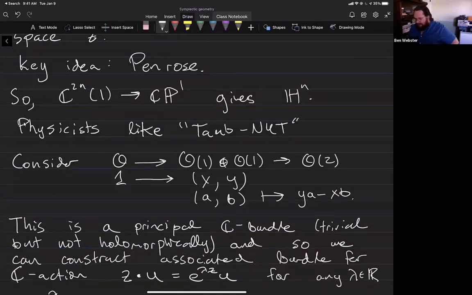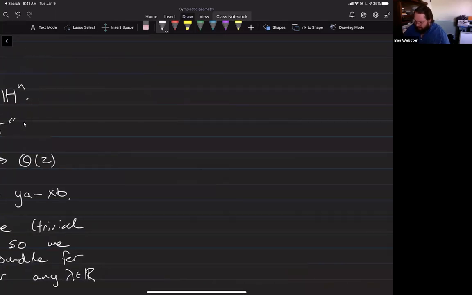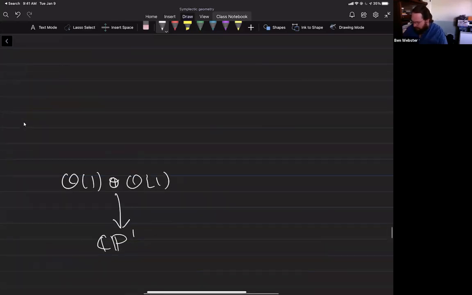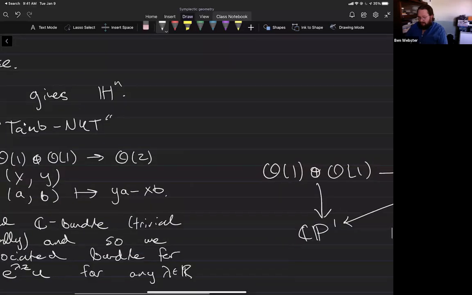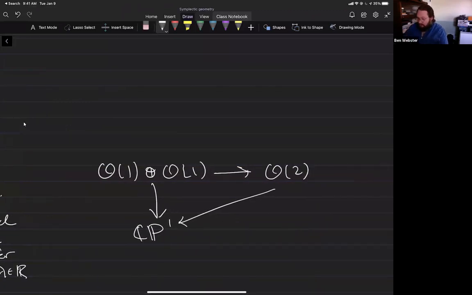I can think of this as a principal C bundle, which is trivial but not holomorphically trivial, over the total space of O(2). So what's happening here is I have the total space of O(1) plus O(1). That's a three-dimensional, or I should actually say six-dimensional, I'm talking about real dimensions, complex manifold over CP1, and that maps into the total space of O(2) via this map I wrote here. And this is actually a principal bundle whose fibers are given by the inclusion of this subbundle.